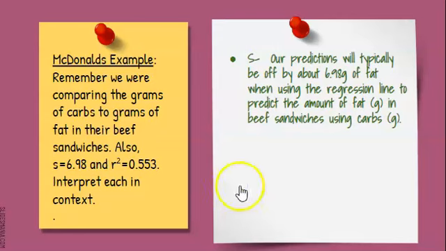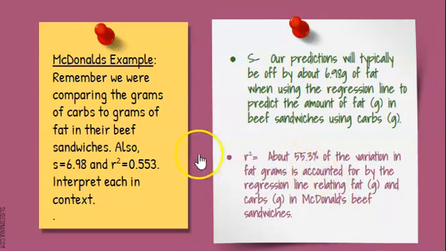Now to interpret r squared, we would convert it to a percentage. We'd say about 55.3% of the variation in fat grams is accounted for by the regression line relating fat grams and carbs in McDonald's beef sandwiches. So the variation in your response variable is what you're addressing here.